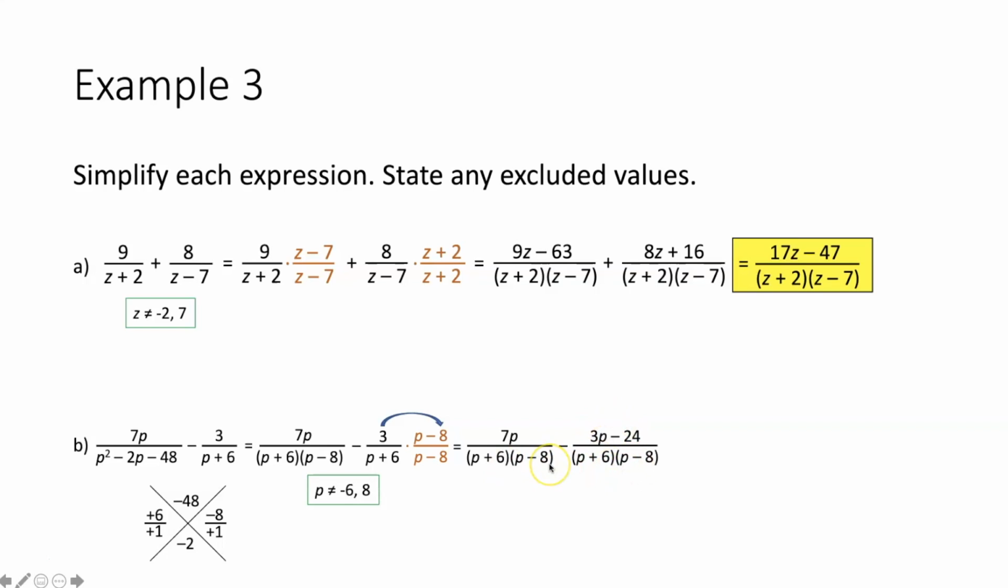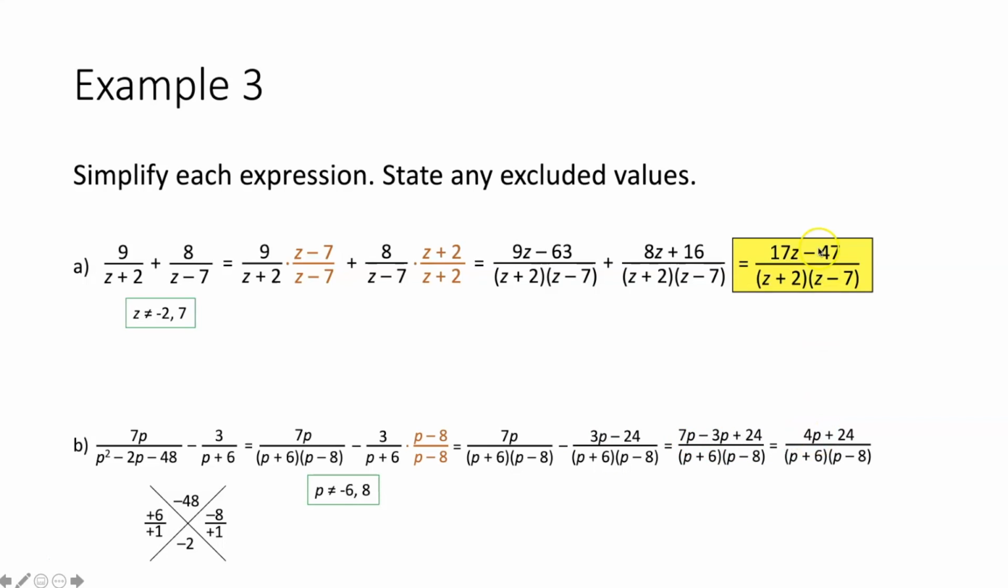Now that these fractions have a common denominator, we can move on to step 4, where we subtract the numerators and put that all over our common denominator. Now, this is the most commonly made mistake in this question. Because it's subtraction, you need to distribute that negative to the 3p and to the negative 24 when we put that all over our common denominator. So it's going to be 7p minus 3p plus 24 all over our common denominator. We then subtract. 7p minus 3p is going to give me 4p.